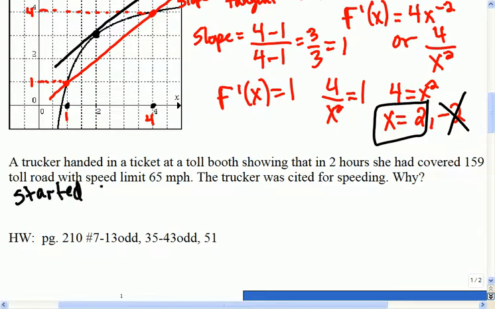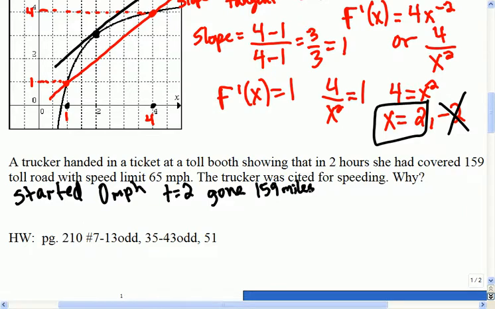she was going 0 kilometers per hour. It says miles. Oh, sorry, yeah, we're using miles here, so thank you. Say she started at 0 miles per hour because that's when she picked up her ticket. Then 2 hours later, at time equal to 2, she has gone 159 miles.